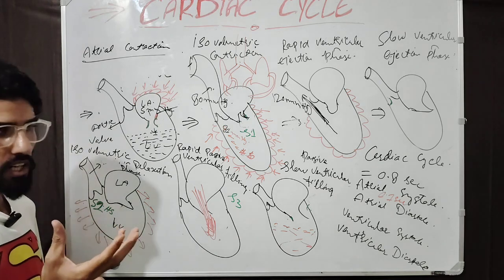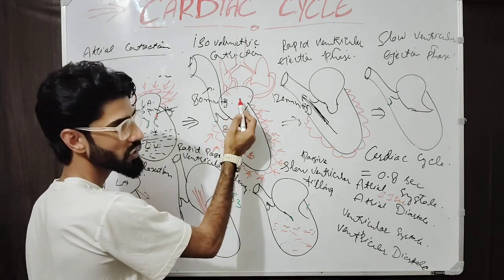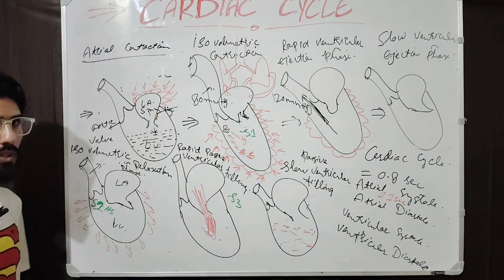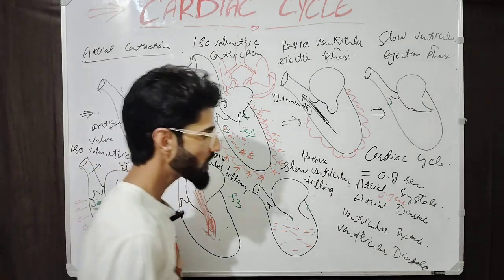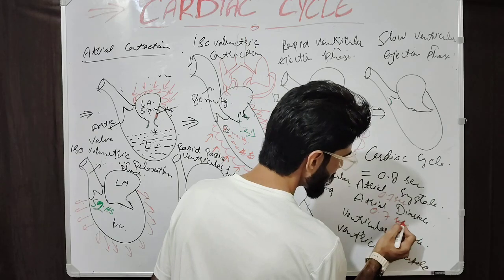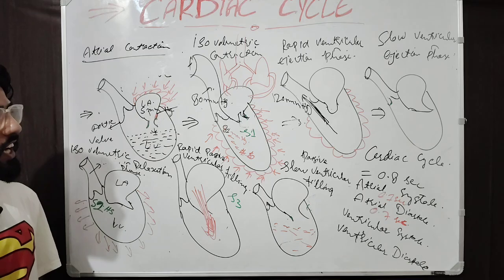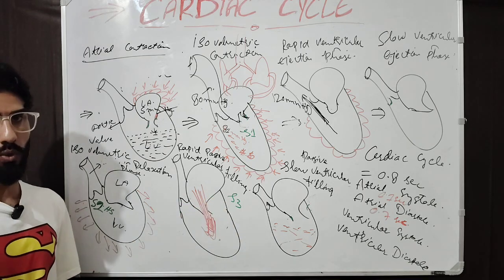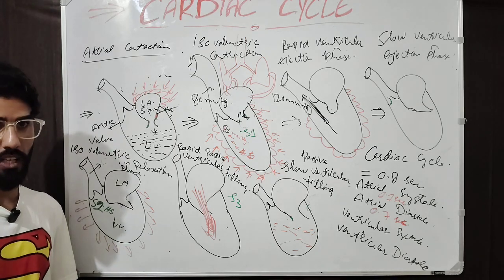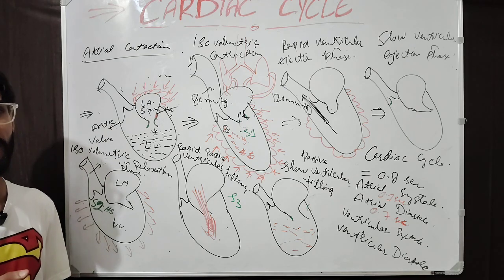And atrial diastole is when the atria are relaxing, or when the atria are receiving the blood from the pulmonary system. During all these phases the atria is receiving blood. So the atrial diastole will last for 0.7 seconds. Atrial systole will last for 0.1 second and atrial diastole will last for 0.7 seconds. So this is the longest event in the cardiac cycle.